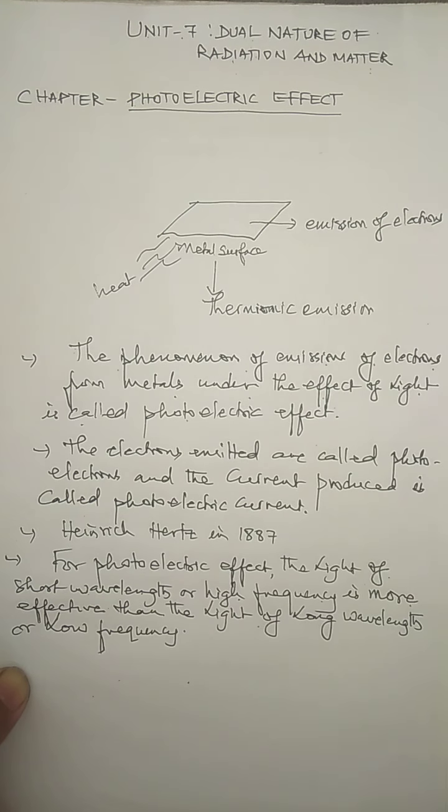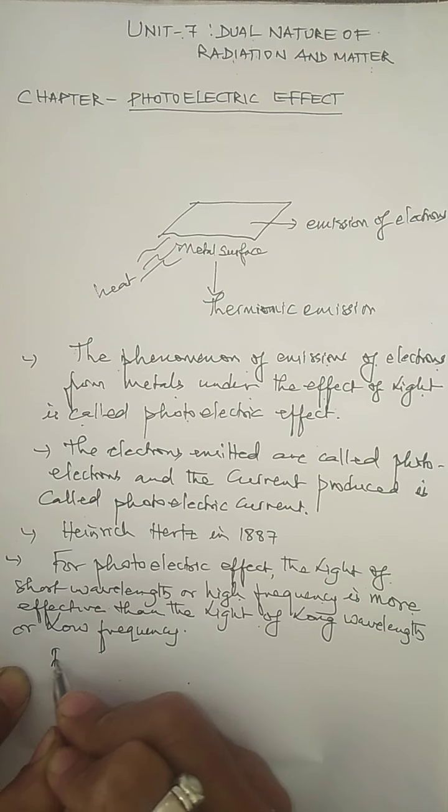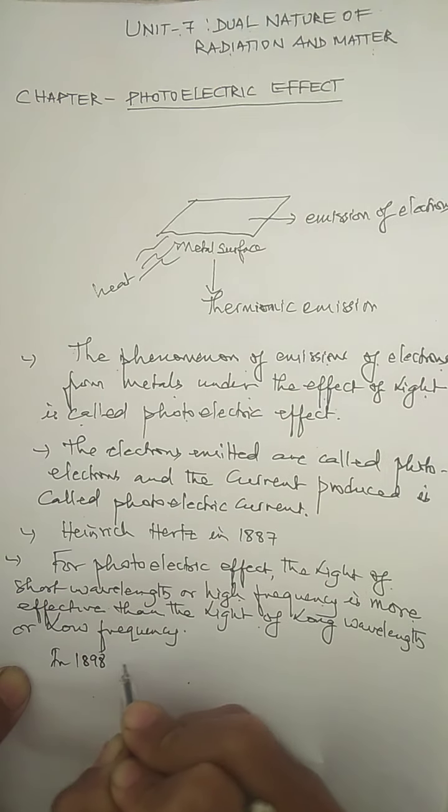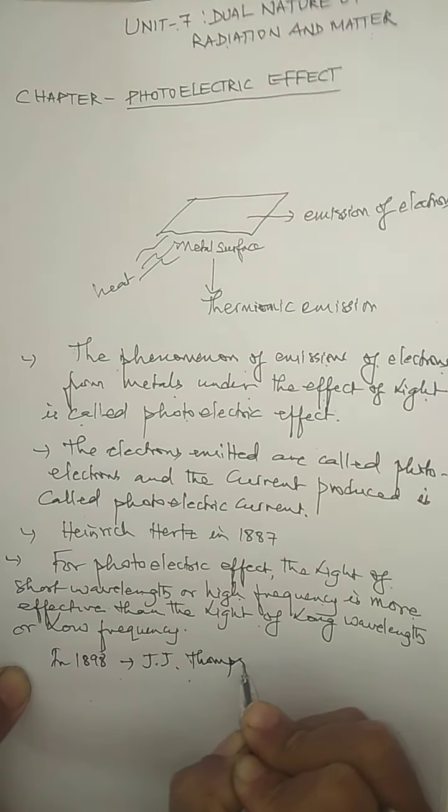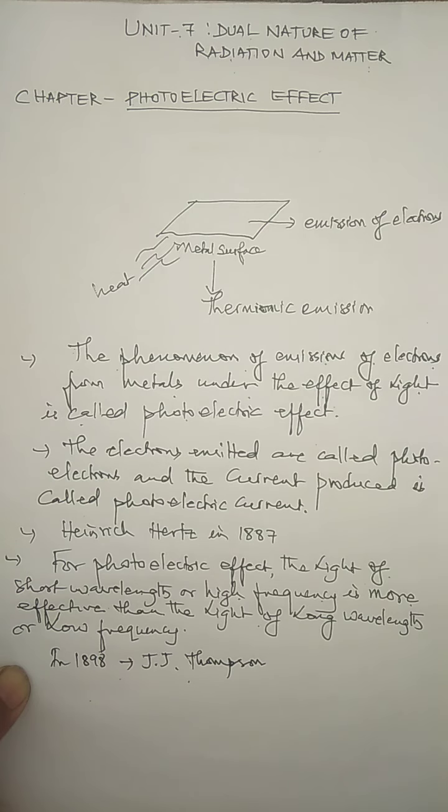As I said, the photoelectric effect was first observed in the year 1887 by Heinrich Hertz, but his observation remained unexplained because at that time the electron had not been discovered. But in the year 1898, J.J. Thomson, who discovered the electron, also performed the experiment on the photoelectric effect.